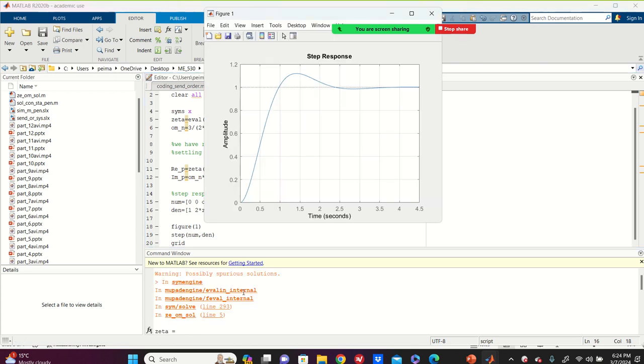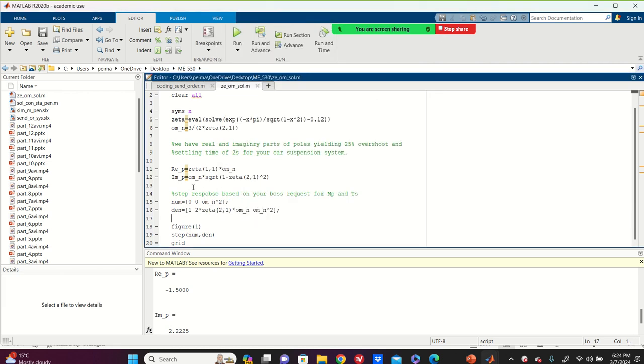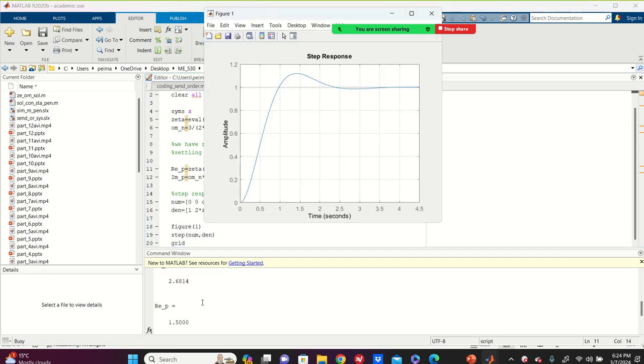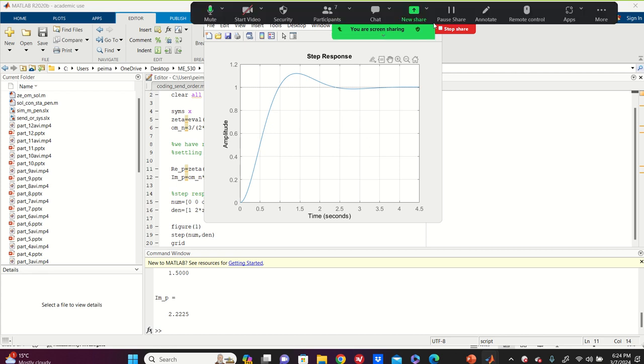Now we have your zeta is this, 0.5594, underdamped. Your natural frequency based on that is going to be 2.068 radians per second. The real part of the pole is going to be minus 1.5, and the imaginary part is 2.55. Also this must be 2.1. Anyway, I have to divide everything. Here we go. The real part is 1.5, the imaginary part is this, and this is exactly what you have. You got it?